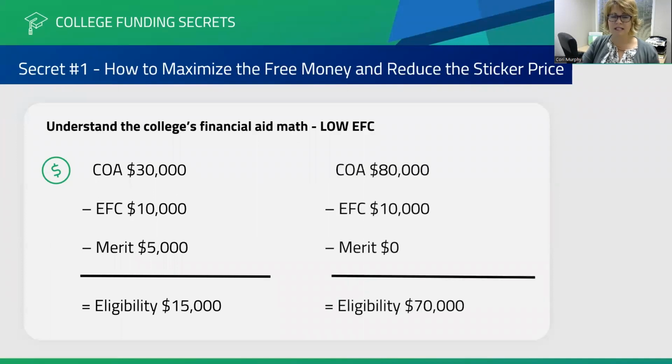Let's take a high-priced private school. As scary as it is to look at those prices, don't be too scared until we do the math. So this school costs $80,000 minus 10 for our EFC, no merit, because that's not how they run their business, but that leaves us with $70,000 of remaining financial aid eligibility. Again, making the college selection the number 1 secret to maximizing this free money and reducing our sticker price.